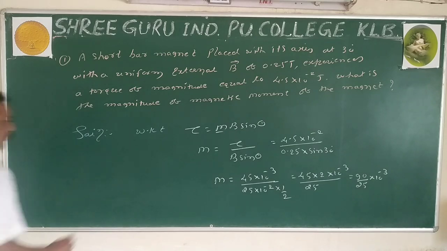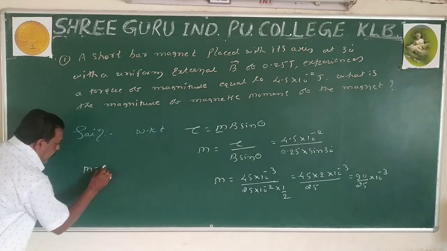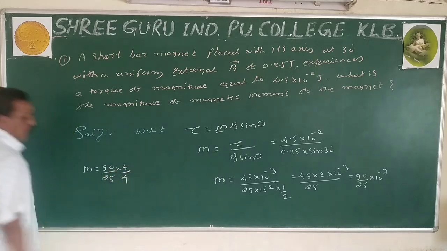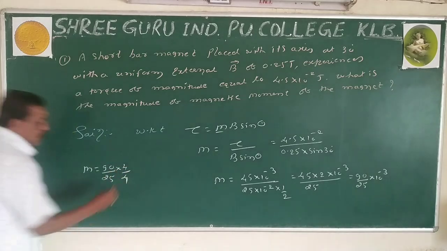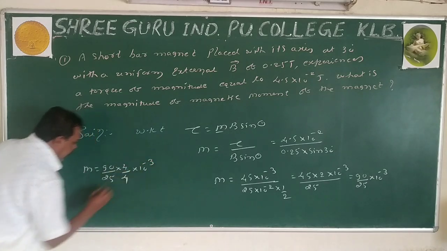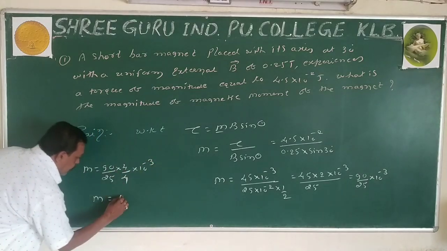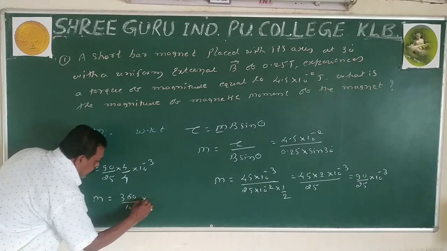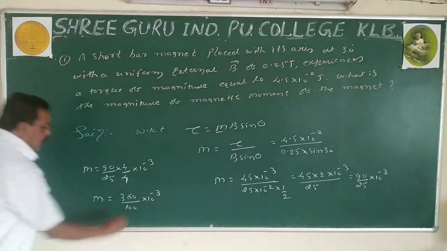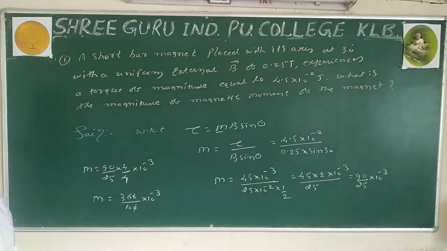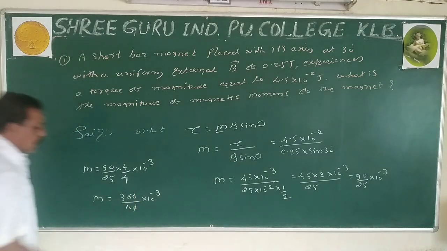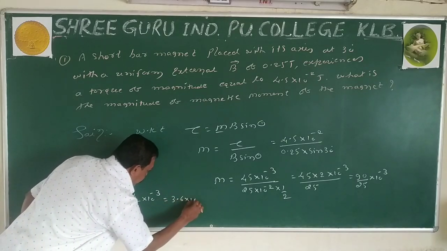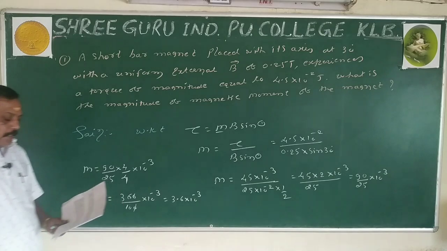I don't want to use a calculator. Shall I write 90 by 25 multiplied by 4 divided by 4 into 10 to the power of minus 3? So M equals 360 divided by 100 into 10 to the power of minus 3. One zero gets cancelled. Right? Is it 3.6 into 10 to the power of minus 3? Check it.